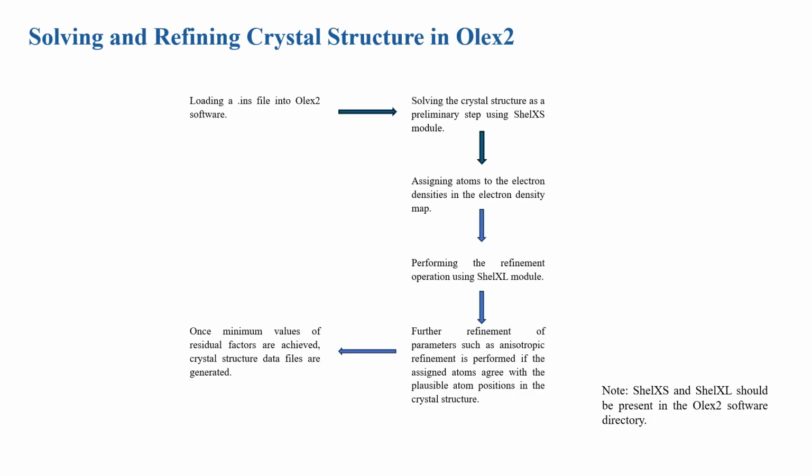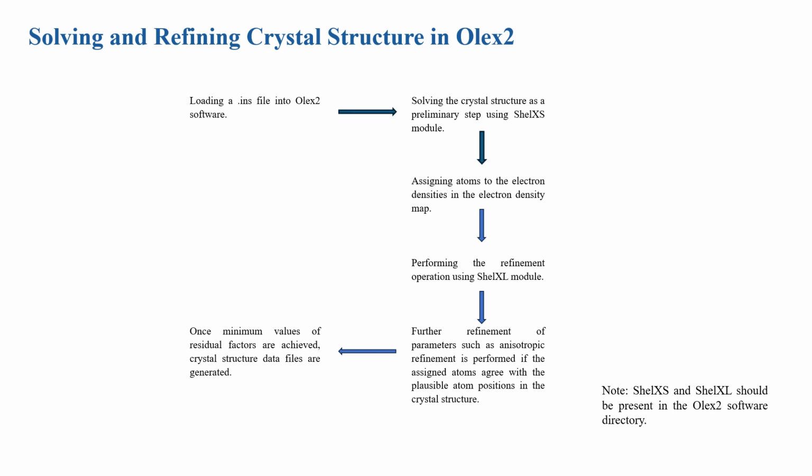Now, the second task was to solve and refine the crystal structures of three datasets in OLEX2. We usually begin with loading our .ins file into the OLEX2 software, and after that, we perform a preliminary step of solving that crystal structure using the ShelXS module. After that, we get an electron density map, and based on that, we assign atoms which we feel are there, and then we perform the refinement operation using the ShelXL module, and further refinement of parameters is performed if the assigned atoms agree with the plausible atom positions in the crystal structure.